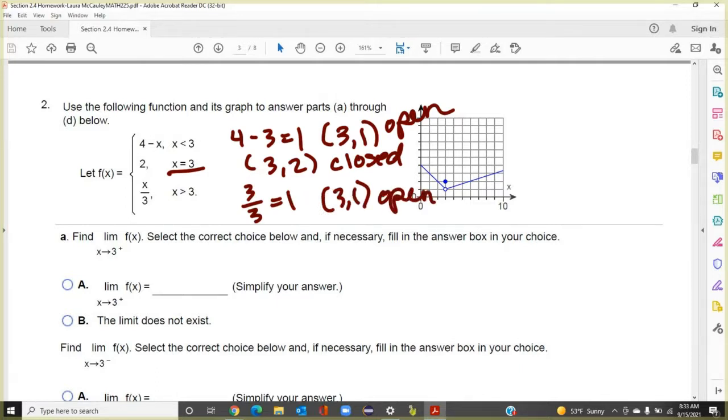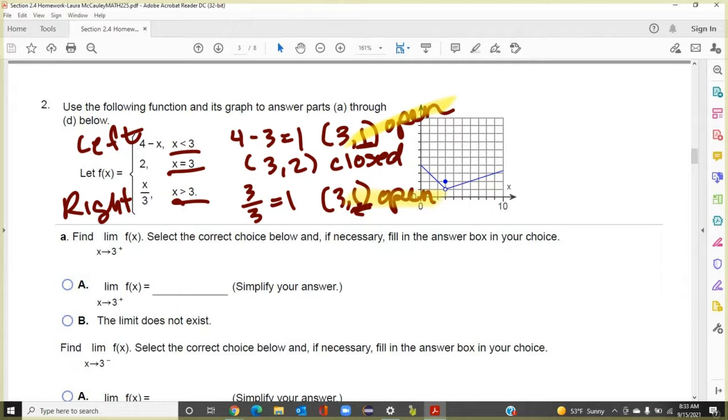Even without graphing, notice that you get the same value coming in from the left or the right. This first one would be coming in from the left, because it's less than 3. This would be coming in from the right, because it's greater than 3. Coming in from the left, you get the number 1. Coming in from the right, you get the number 1. Therefore, the limit exists, and it is 1.